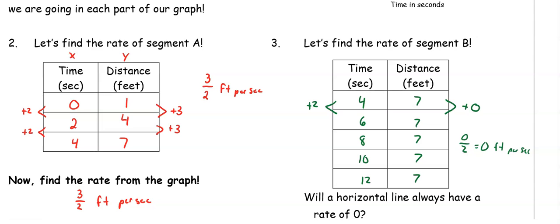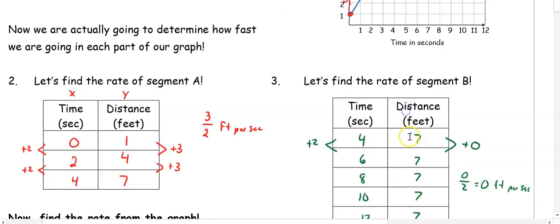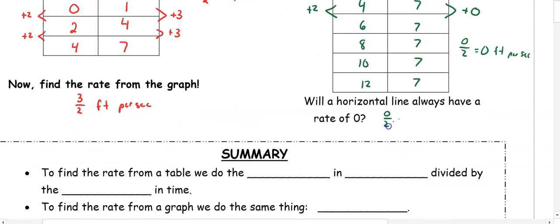Anytime that we have a horizontal line, we are always going to have a slope of 0, because here we went over 2 seconds, but we didn't go up at all. So we still had the rate of 0 over 2, which is 0 feet per second. So anytime that is a horizontal line, our slope is going to be 0.